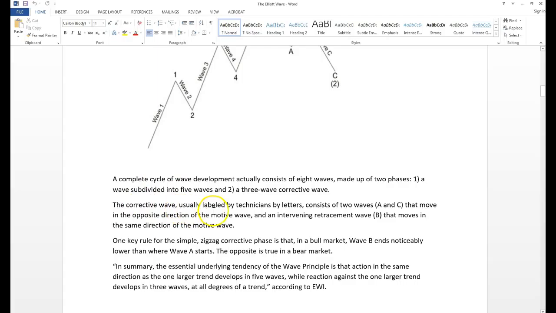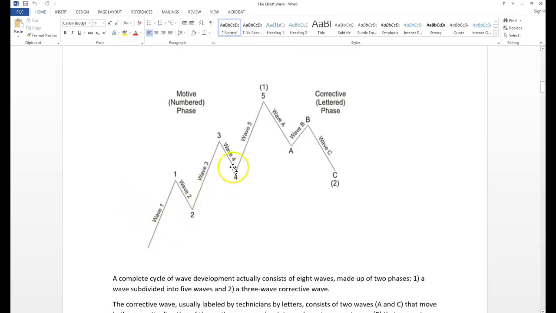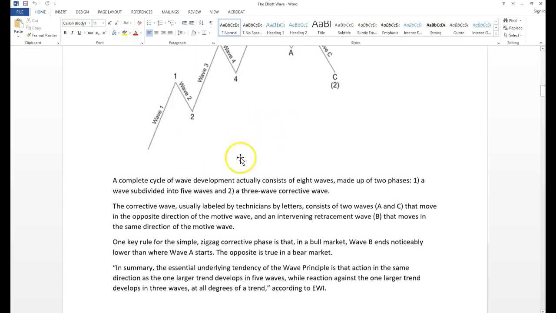The corrective wave, usually labeled by technicians by letters, consists of 2 waves, A and C, that move in the opposite direction of the motive wave, and an intervening retracement wave B that moves in the same direction as the motive wave. Alright, so waves A and C move in the opposite direction of your motive wave, right? And then B moves in the same direction as your motive wave. And that's what they're telling you down here.